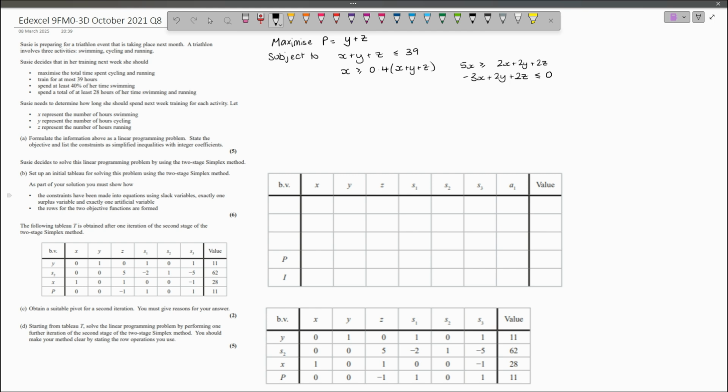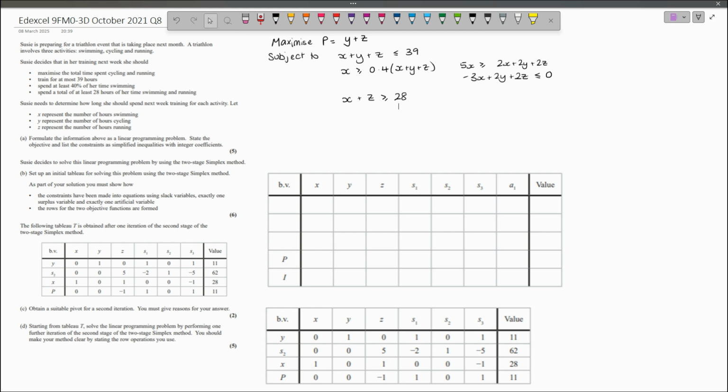We want to spend a total of at least 28 hours of her time swimming and running. So the time spent swimming and running, which is x plus z, needs to be at least 28. So we've got our 3 constraints as simplified inequalities. We've got x plus y plus z is less than or equal to 39. We've got negative 3x plus 2y plus 2z is less than or equal to 0. And we've got x plus z is greater than or equal to 28.